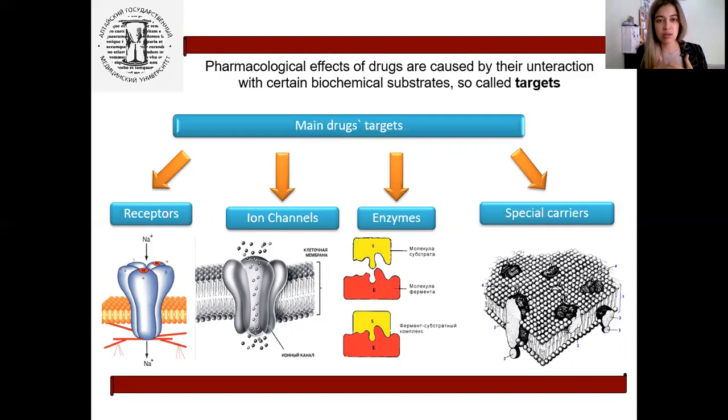So what can they be? They can be receptors. They can be also ion channels. They can be some enzymes, and they can be some special carriers. Predominantly, the things named in this slide are located in the cell membrane. You remember, yes, the cell has the membrane, which consists of a bilipid layer, phospholipids, and somewhere these phospholipids are interrupted by some protein molecules.